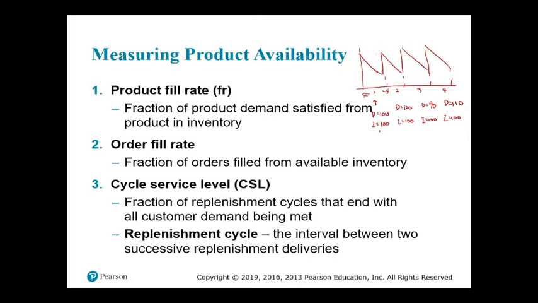So in the first period, is all the customer demand met? Yes. Second period? No. Third? Yes. Fourth? No. So it turns out our CSL in this example is 50%. Now, of course, if you look at the other service level measures, this service level would be different.